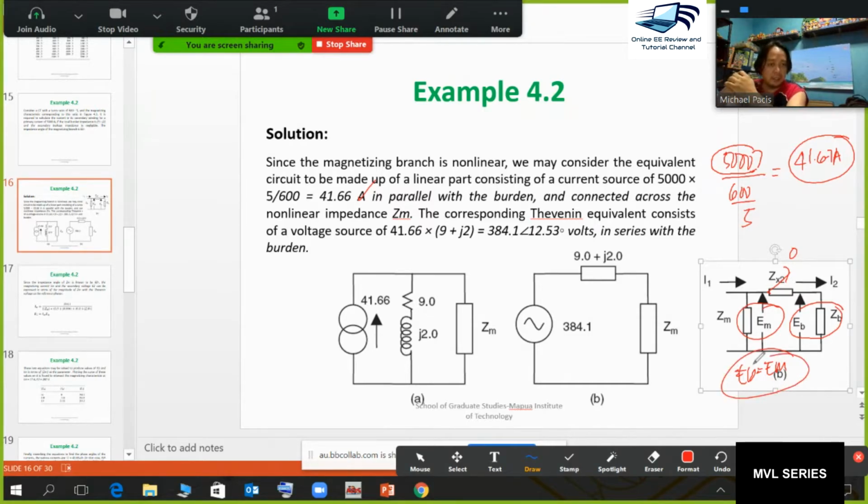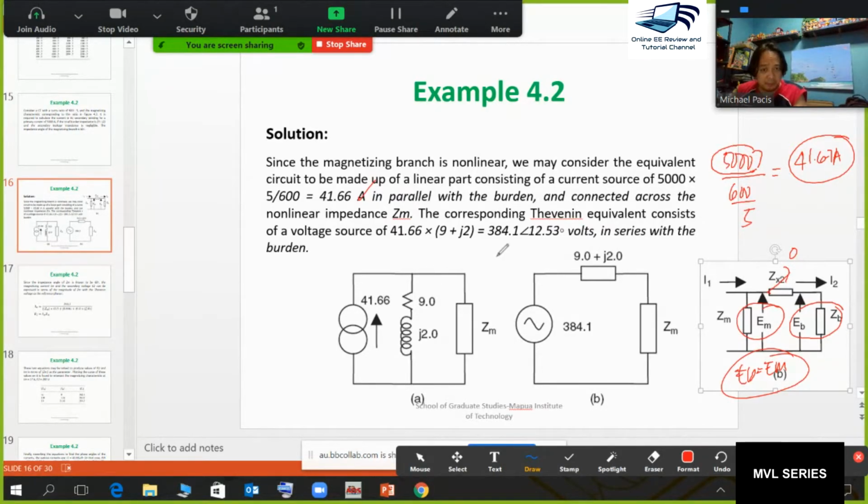Okay, now it can simplify things. Also in parallel with the burden, there's a ZM, of course. They are not parallel now. As you can see, they are parallel now, right? Because there's no X2. Now, the Thevenin equivalent, you can already compute for that, right?